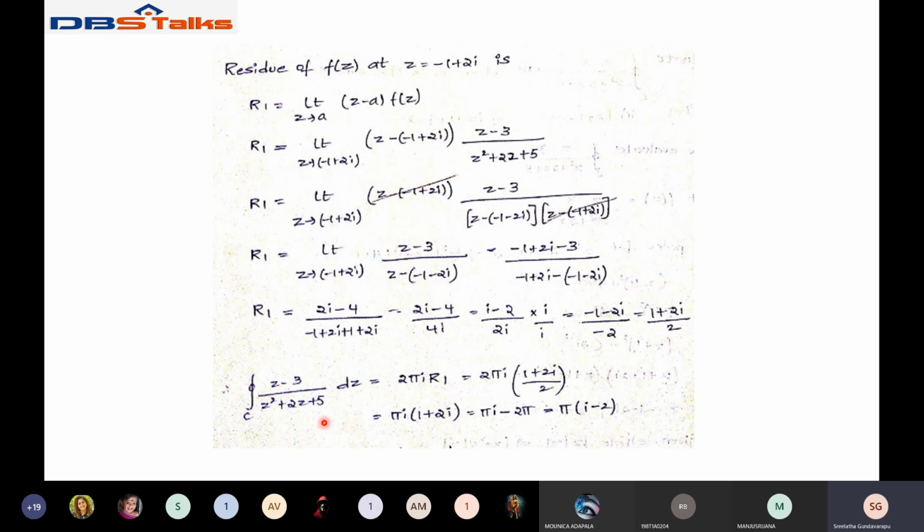So the next pole is outside the circle. So in this problem, we have to consider only one residue, at the pole inside, z is minus 1 plus 2i. The second pole is outside the circle. So R2 is 0. Therefore, the integral of z minus 3 by z square plus 2z plus 5 dz equal to, by Cauchy's residue theorem, 2 pi i into R1 plus R2 and so on. So in this problem, R2 is 0. Then substitute the R1 value, 1 plus 2i by 2. After cancellation, we get pi into i minus 2.